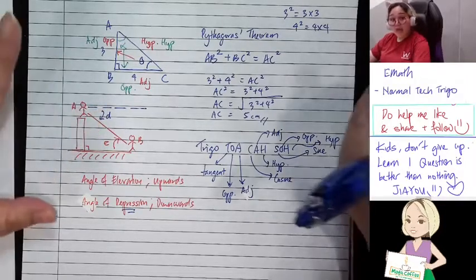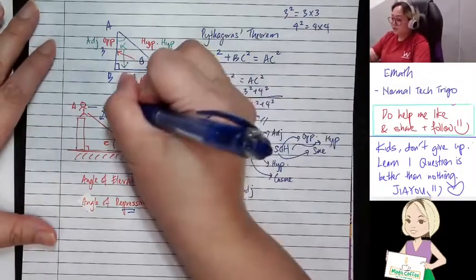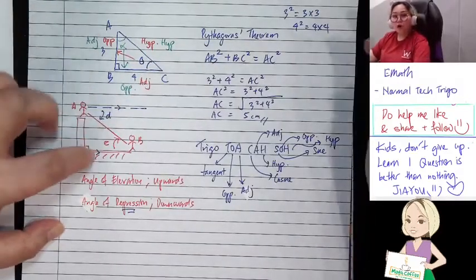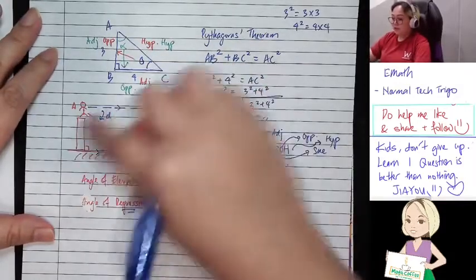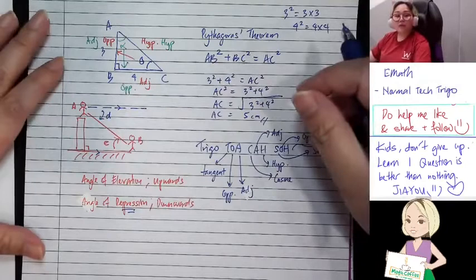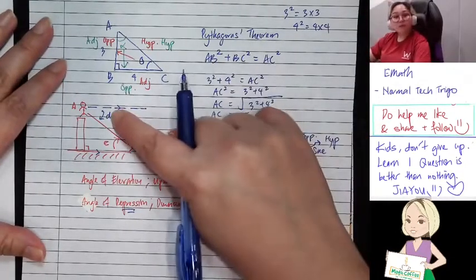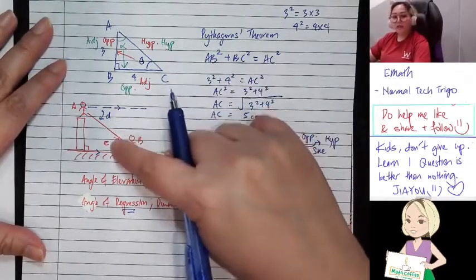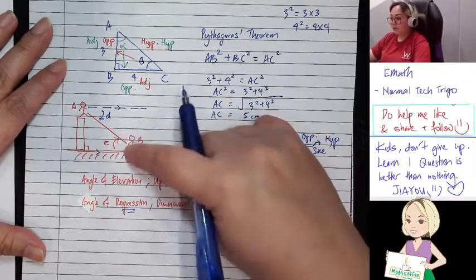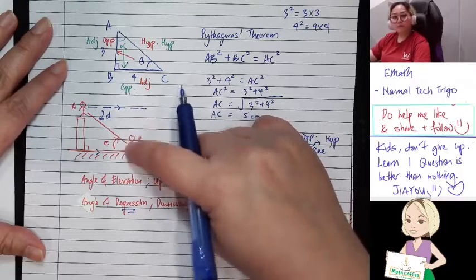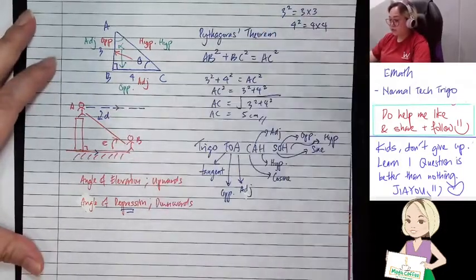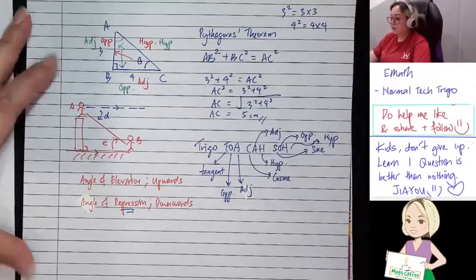If you notice, this and this are actually parallel lines. So alternate angles tell me that the angle of depression and the angle of elevation are the same. Sometimes when they ask you to find the angle of depression, it also means they're asking you to find this angle over here, because they are equal. Okay, so now you understand elevation and depression. We can go back to the diagram.